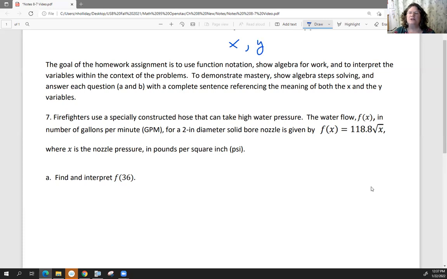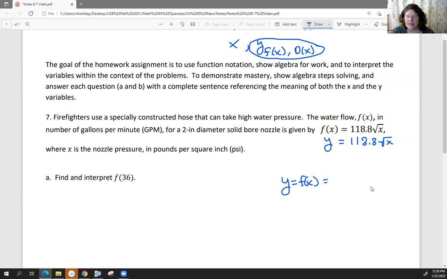So in function notation, F of X, G of X, or any other letter like that is actually your Y variable. And so it's one letter. When we say F of X here, really we're saying Y equals 118.8 root X. So F of X and Y are interchangeable. So to interpret the Y variable, which we're calling F of X in this case, using function notation, just be aware that F of X is not F times X, but one thing that's glued together and it means Y.